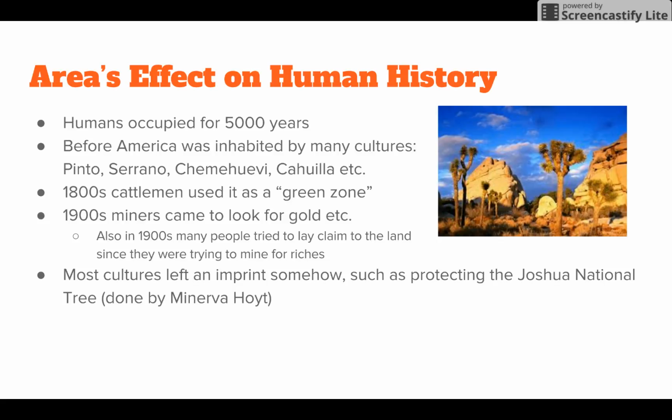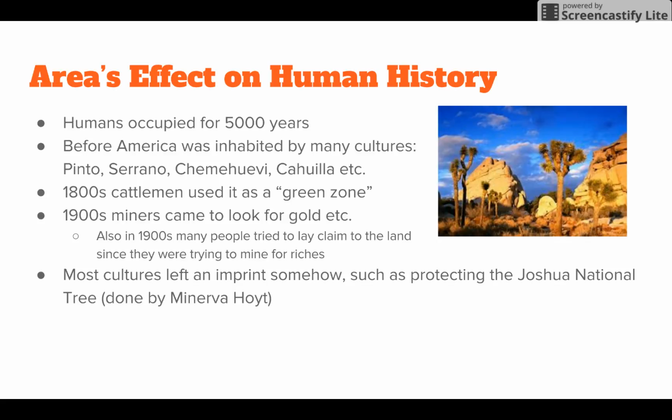But starting during the 1800s, cattlemen would use it as a type of green zone where they would take in their cattle for purposes such as keeping the park alive, and because it was really good grazing ground. So a lot of different cattlemen would take it in as a neutral zone where they could all share the wealth of the land together.